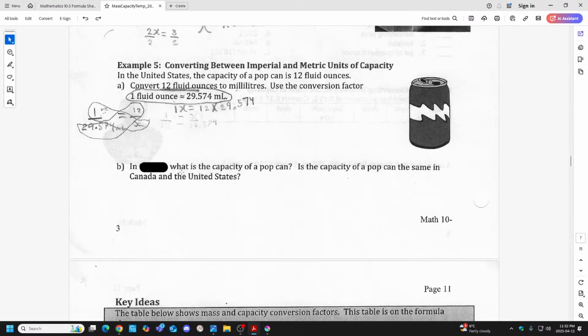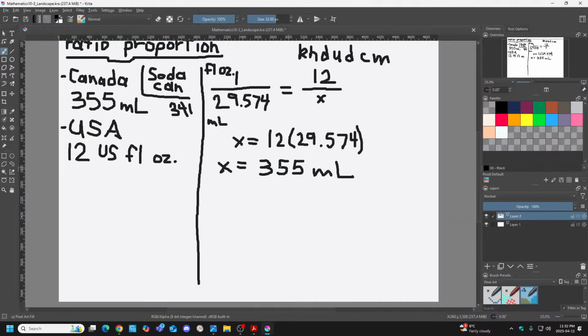So, in a place somewhere in North America, what is the capacity of a pop can? Is the capacity of a pop can the same in Canada and the United States? Well, I guess it is. It is actually. I just showed you right here. In the United States, pop cans are 12 US fluid ounces. We just did the conversion. Depends how accurate that is, but our final answer came out to 355 milliliters. And that's exactly what the standard is.